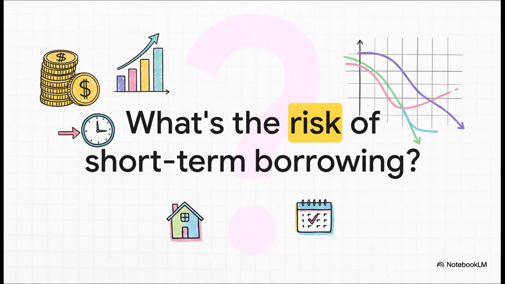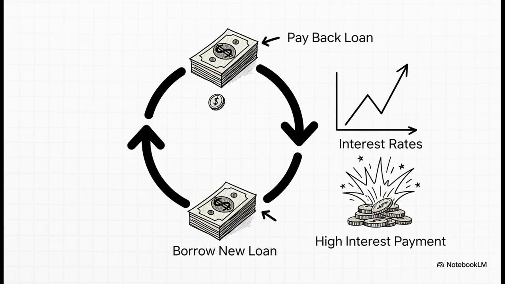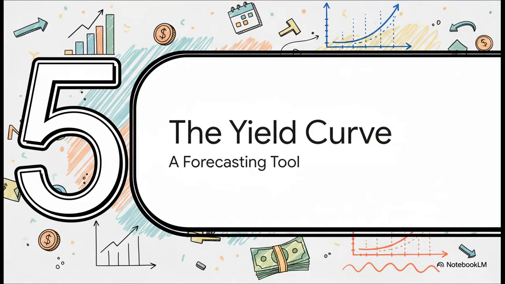So this brings up a really critical question, right? If you're borrowing so much money for such short periods of time, what's the actual risk? Well, the danger is called refinancing risk. It's like if your mortgage wasn't for 30 years, but you had to get a brand new one every single year at whatever the current rate was. That's kind of what the government is doing with trillions of dollars. So if interest rates spike, the cost to the taxpayer, the interest payments on all that debt, can just explode almost overnight.